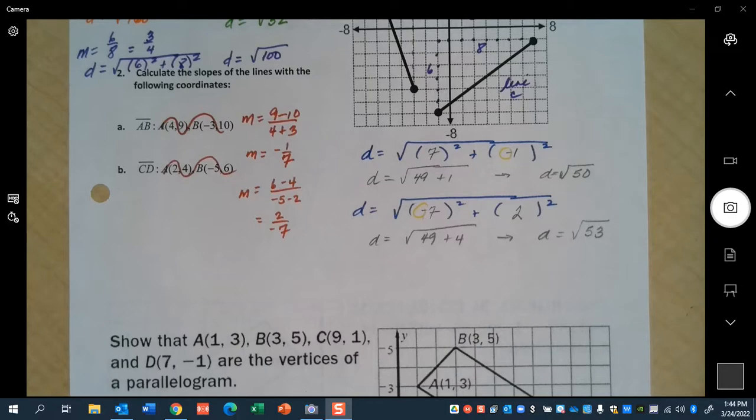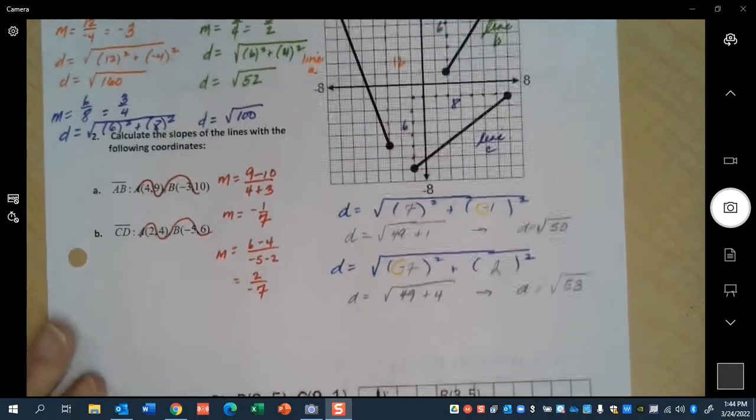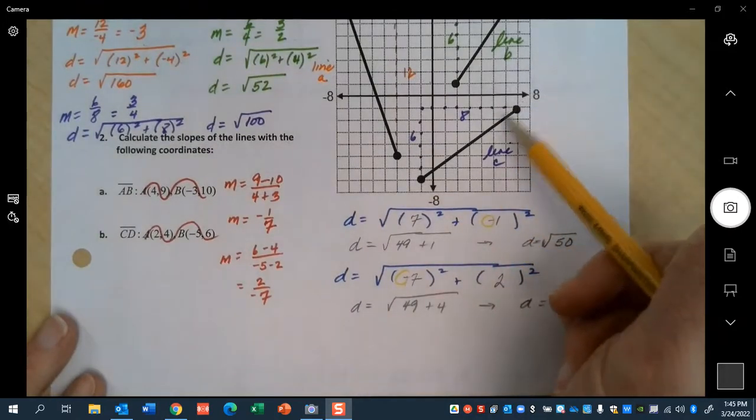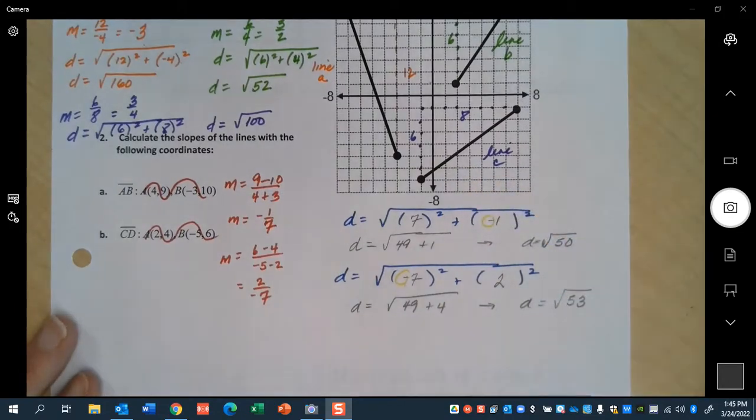Wait, why did he use the rise over run to plug in the variables? Isn't it x2 minus x1 and y2 minus y1? It doesn't matter which one I call 1 or 2. So here I did 9 minus 10. I made this my 2 and this my 1. Here I did 6 minus 4. I made this my 2 and this my 1. Nobody cares whether I'm finding the slope from here to here or here to here. That slope is constant throughout the whole line. Make sense? I saw another question.